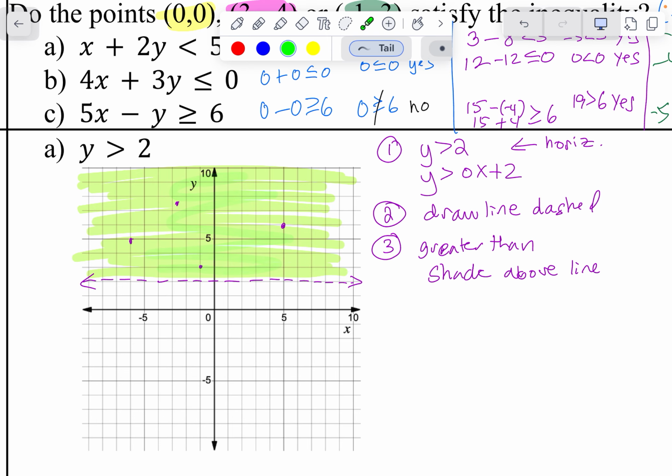So we're going to solve for y. We're going to graph that line like it was a regular line, except is it dashed or is it solid? And then since it's greater than, we get to shade above it. Is that okay for that one?